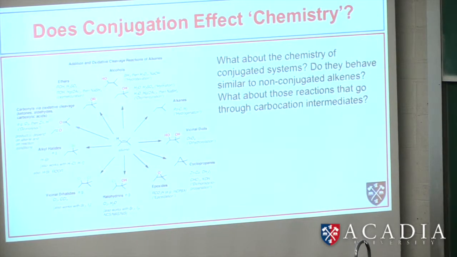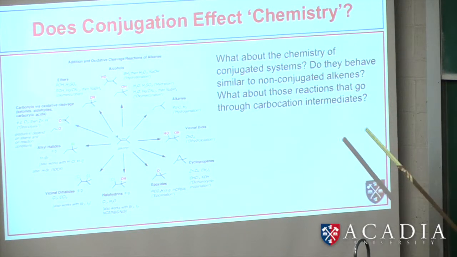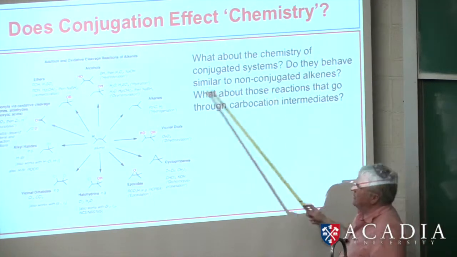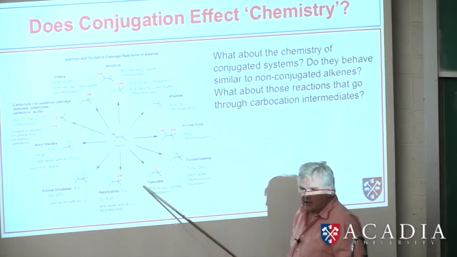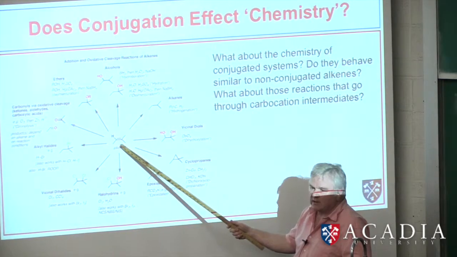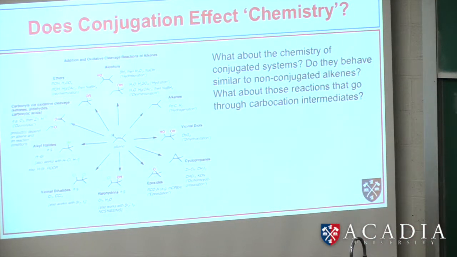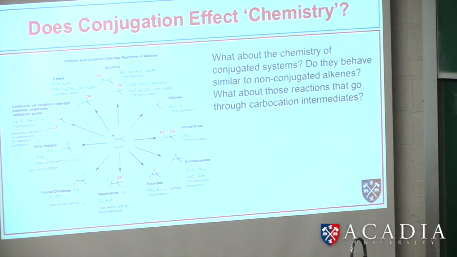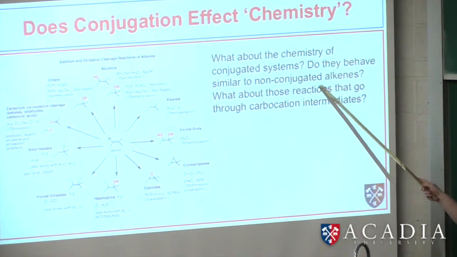So now, let's talk about some chemistry. Does conjugation affect chemistry? You guys have studied these reactions, most of them in 2513, different reactions that alkenes can undergo. So let's take a look and see, do conjugated systems react in a similar fashion? Do they behave similar to non-conjugated alkenes?